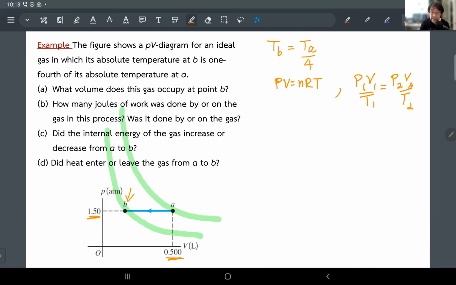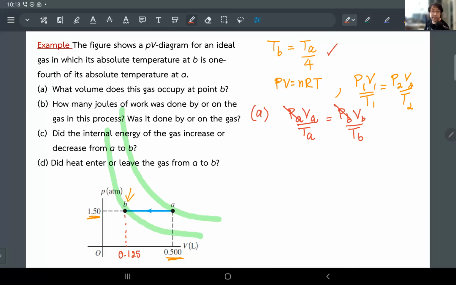And even better, pressure is exactly the same. So I'm going to write it down like this. For part A, it looks like PAVA over TA equals PBVB over TB. Pressure cancels because they are at the same pressure. So from here, you can see that the ratio between the volume and the temperature is going to go hand in hand. Because the temperature at B is 1/4 of that at A, you probably can say the volume is going to be 1/4 of the volume at A as well. Done. That's it. So it's going to be 0.125.